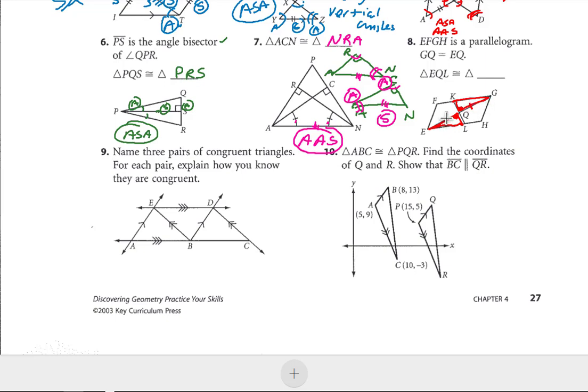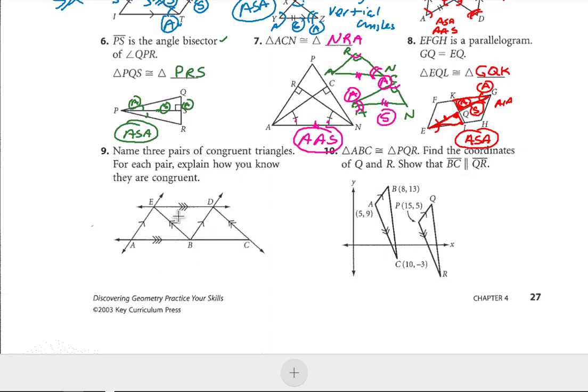We've got the two vertical angles there that gives an angle for congruence. We've got that GQ is equal to EQ, which means that segments are congruent. And what else have we got? So it gives us a side and an angle. And then because it's a parallelogram, we can use alternate interior angles there at G and E. And that's going to give us an angle-side-angle pattern. So these two triangles are congruent by angle-side-angle. EQL is going to be congruent to GQK.